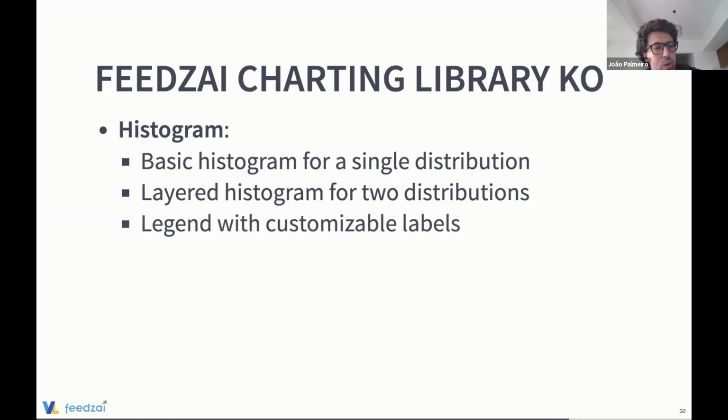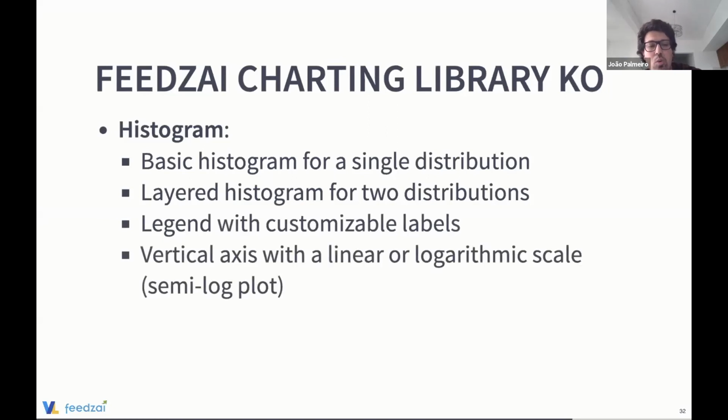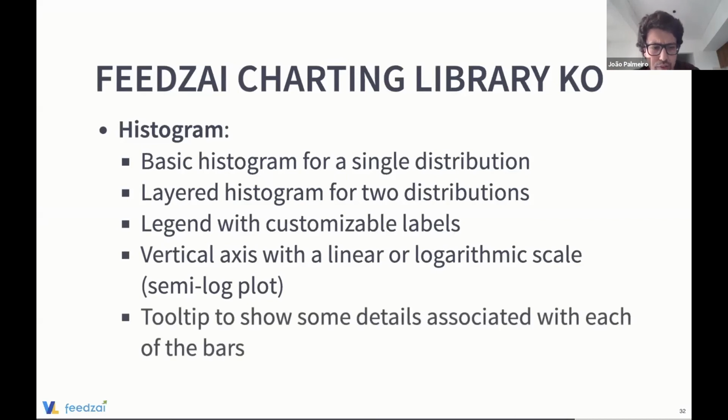We want to customize the labels of the legend as we want. We want to use different scales, like different map functions between our data values and the things that we see on the screen. We want linear scales, but we also want the option to use a different function for the vertical axis, and a customized tooltip to show all the details in a structured fashion.